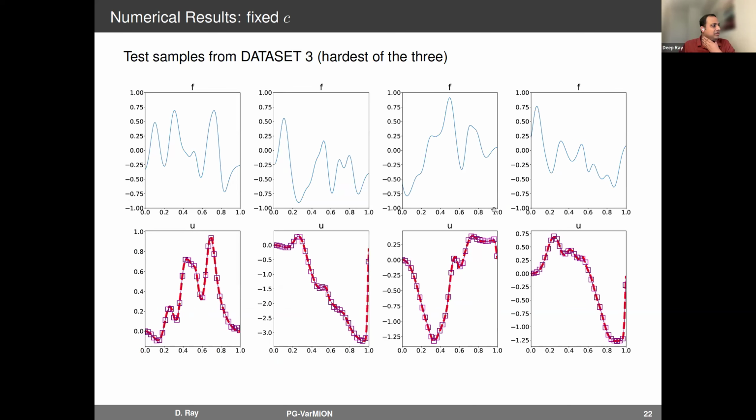Well, before that, let me show you what the performance on data set 3, which I said was the hardest out of distribution data set, is. So this is for the PG-VarMiON, 4 different Fs, test Fs. In the bottom, you see the solutions where the red dashed curve is the reference solution and the triangles are the PG-VarMiON solution. So at least in the eyeball norm, they look indistinguishable. So you're actually capturing this boundary layer quite accurately. That to some extent is because you have that built into your trial basis.